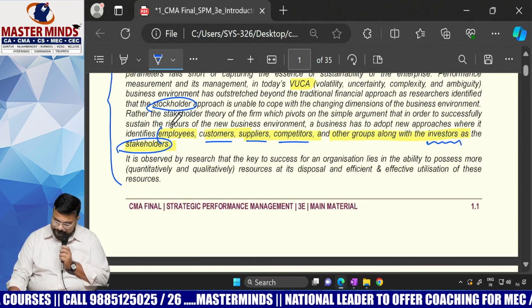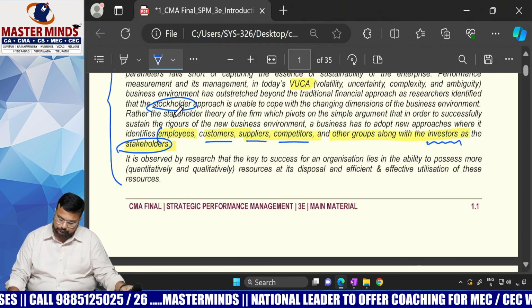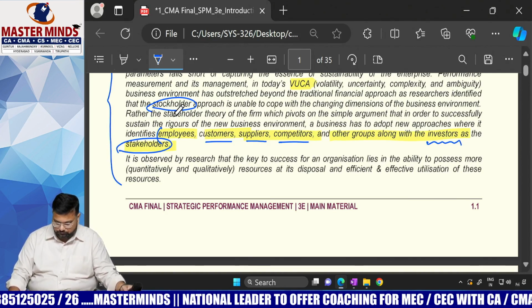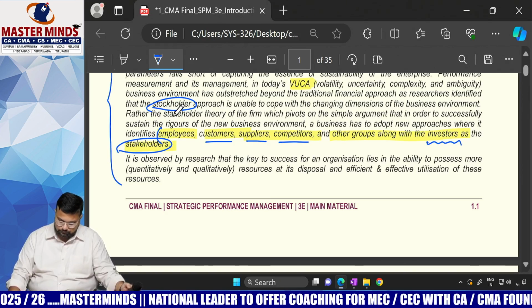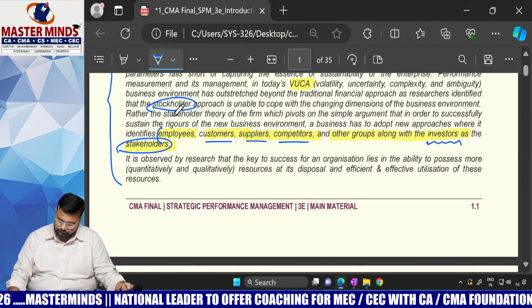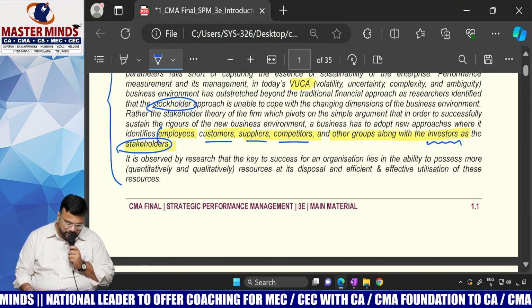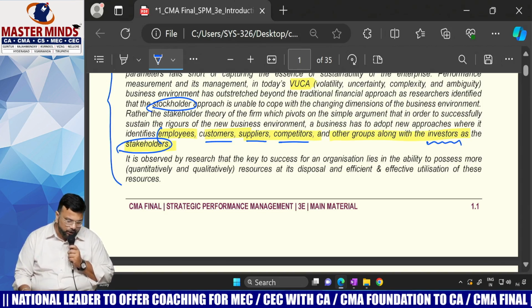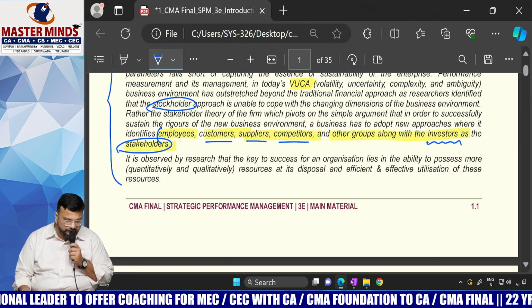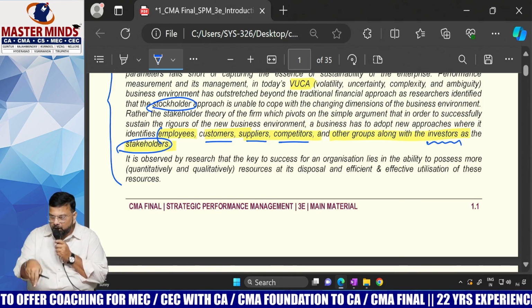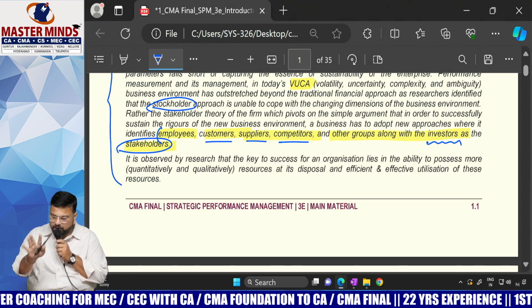Next, Nana. It is observed by research that the key to success for an organization lies in the ability to possess more quantitative and qualitative resources at its disposal, and the efficient and effective utilization of these resources. The success of the organization simply depends on two things: availability of resources and utilization of resources. Are resources available or not? Yes, resources are available. Okay.